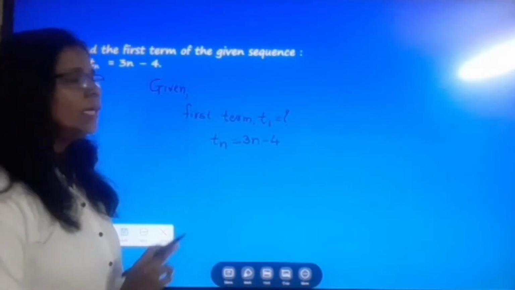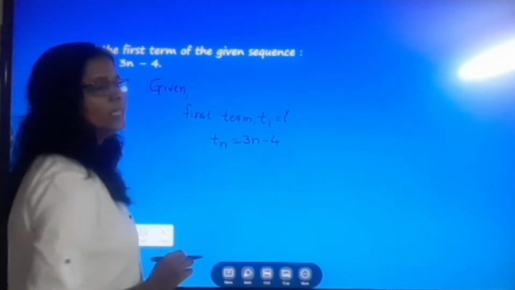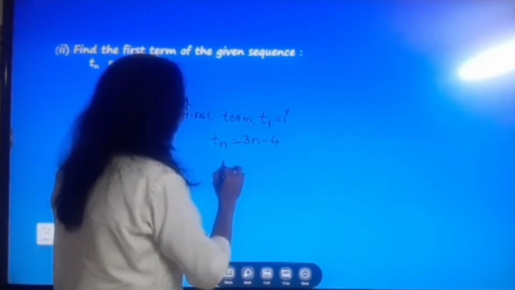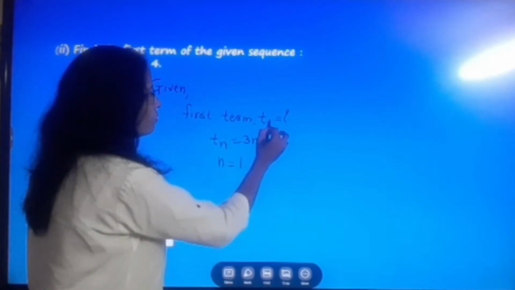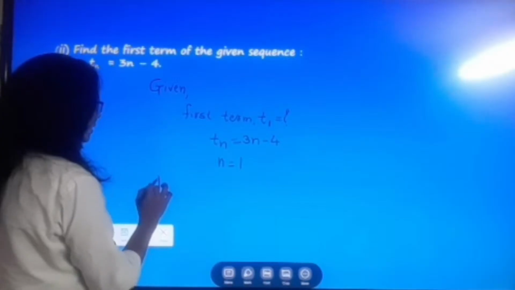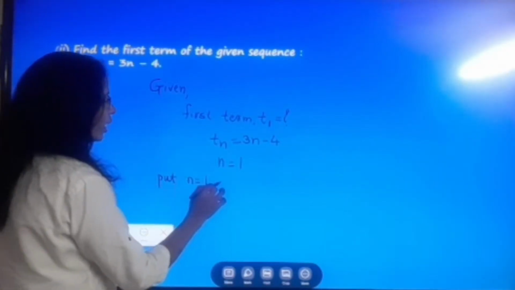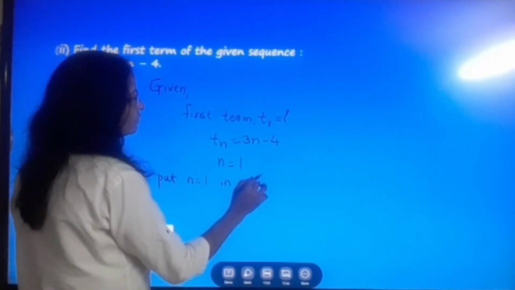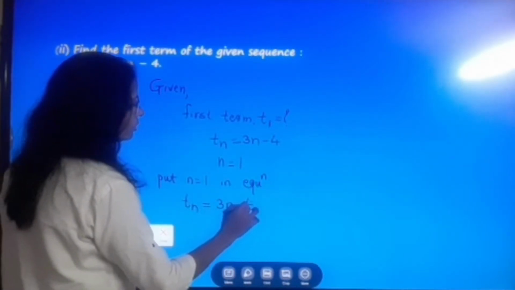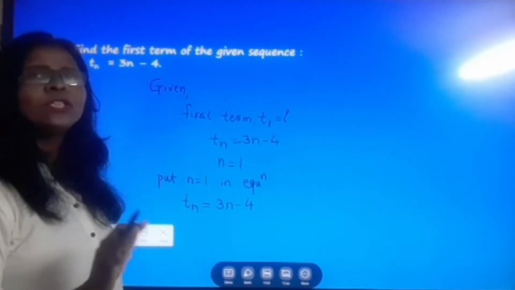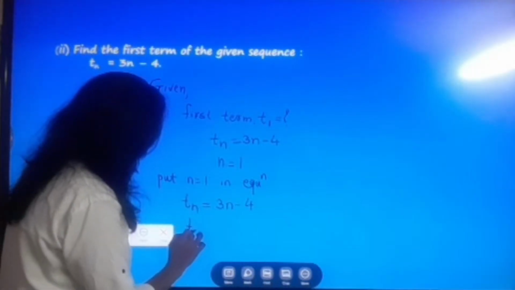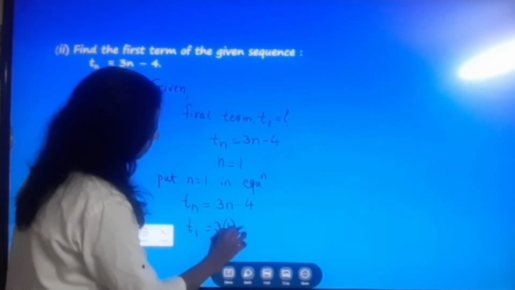Now here students, we have to calculate the first term, that is T1. In place of n, we put 1. So we put n is equal to 1 in the equation. In the equation, Tn is equal to 3n minus 4. Wherever you see n, put the value of 1 there. So here T1 is equal to 3 multiplied by 1 minus 4.